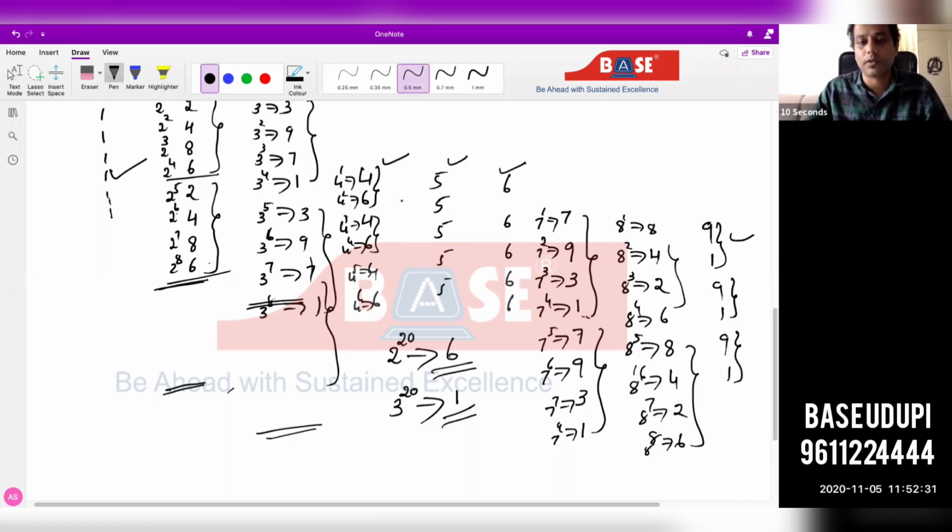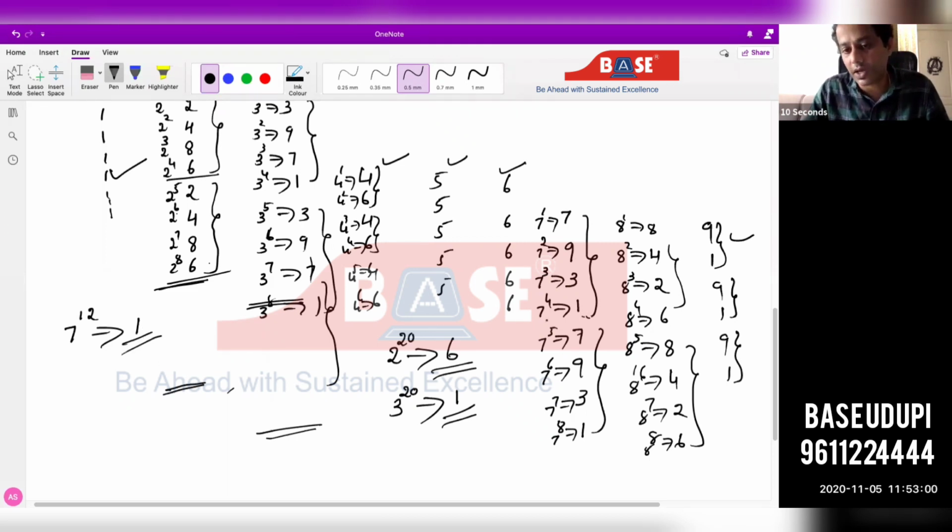Okay, say 7 power 12. Simple one. Let's take 7 power 12. What does 7 power 1 end with? 7 power 1 ends with 7. 7 power 2 ends with 9. 7 power 3 ends with 3, 4 ends with 1. 5 ends with 7, 6 ends with 9, 7 ends with 3, 8 ends with 1 only. 9 ends with 7. 10 ends with 9. 11 ends with 3. 12 ends with 1. So 7 power 12 ends with 1.